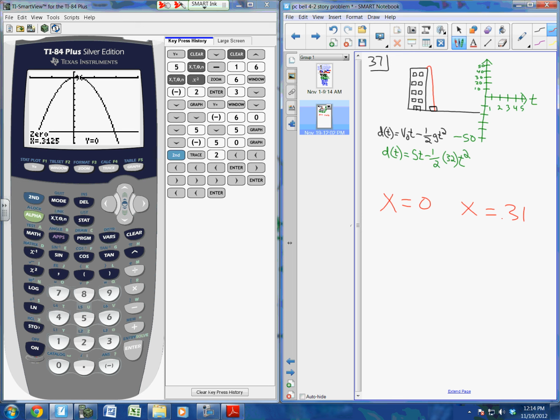We'll put 0.31. By the way, how do I know the other one's 0? Well, if you put 0 in for t, the y value is 0. Plus, yeah, we started at 0, right? Okay, so she jumped 0.31 feet in the air. That's 3 inches, right? 0.3 is about a third, so somewhere between 3 and 4 inches she jumped off. Okay?